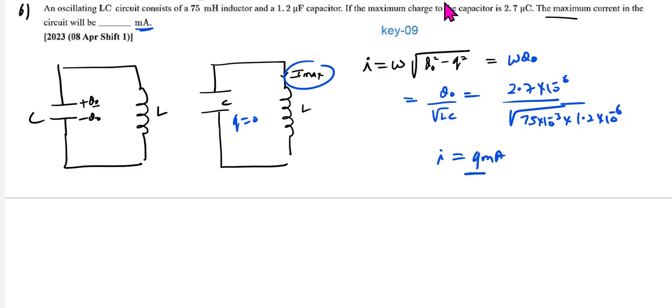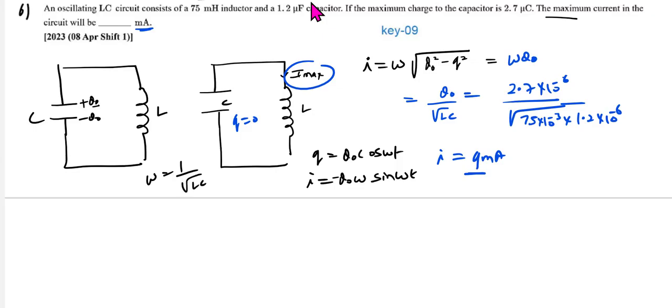What is the concept for LC oscillations? It is a little bit related to the electromagnetic induction chapter also. From there only this topic has come. The charge and current will be oscillating, and the equation for charge will be Q equal to Q naught cos omega t. The current equation is Q naught omega sin omega t, where omega equals the angular frequency of oscillation, 1 by root LC. Then the charge and current will vary harmonically with time.